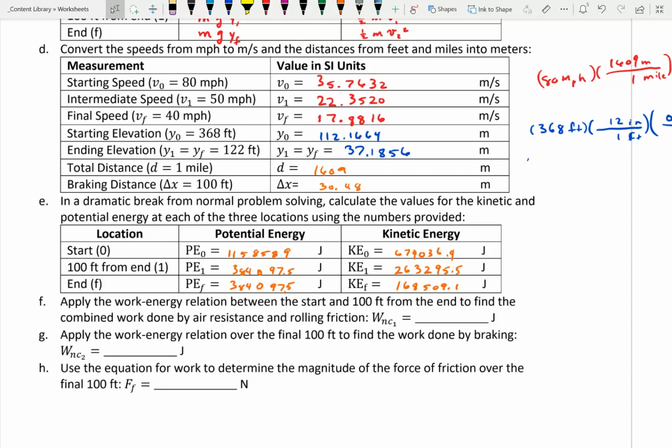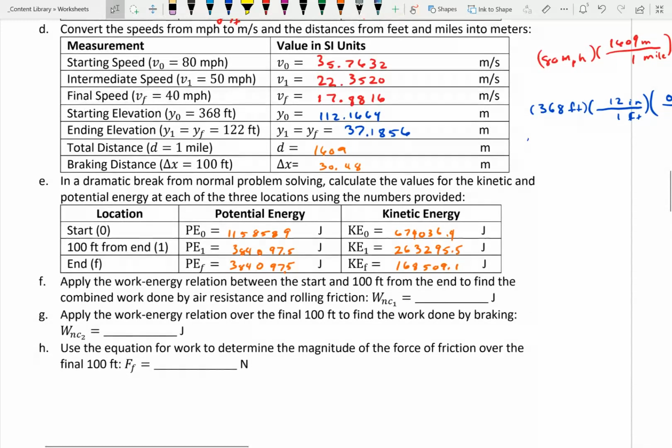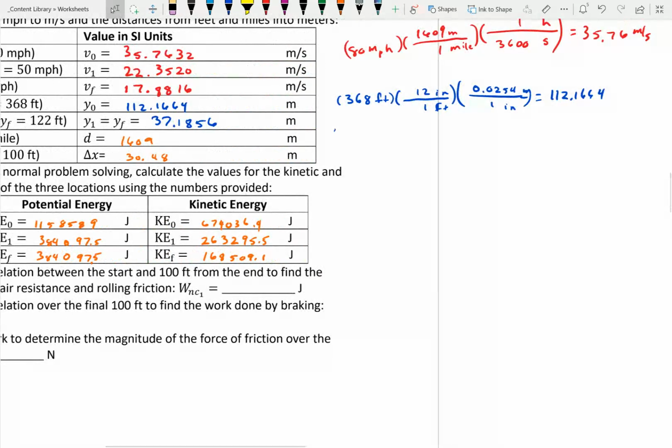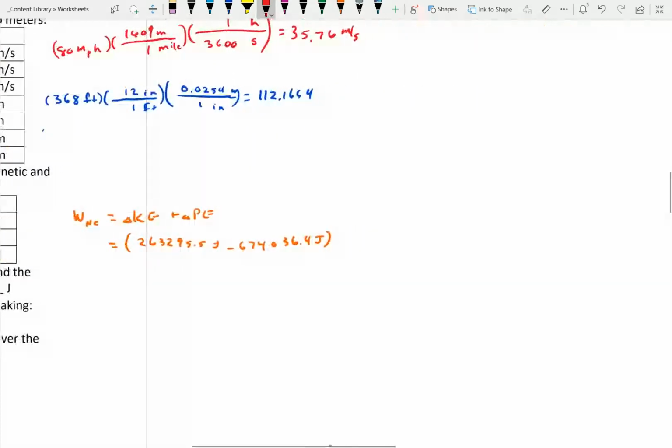Now apply the work energy relation between the start and the 100-foot point to find the work non-conservative for the first stretch. So I have work non-conservative is equal to change in kinetic energy plus change in potential energy. So that's equal to going between 1 and 0, 263295.5 joules minus 674036.4 joules. That's my change in kinetic energy plus my change in potential energy. Can't see those at this point, but I've got them on a computer screen.